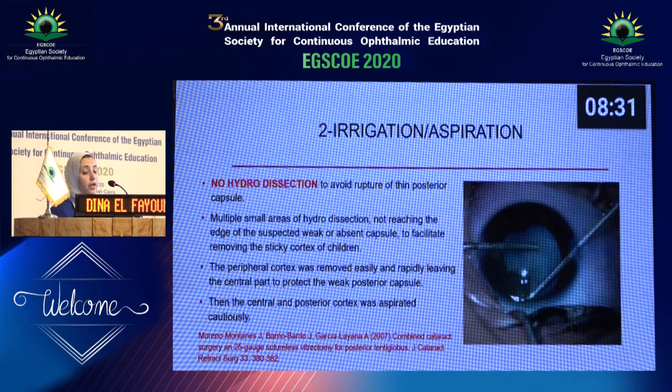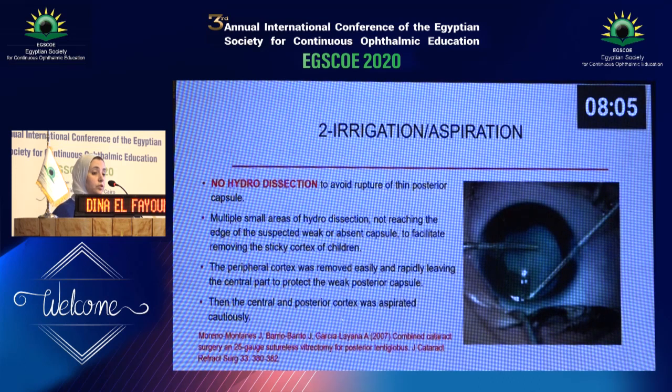When we go for the irrigation aspiration, surgeons advocate that we don't go for any hydrodissection in order to avoid the rupture of this thin posterior capsule. Some others advocate doing multiple small areas of hydrodissection, not reaching the edge of the suspected weak or absent capsule, in order to facilitate removing of this sticky cortical material in the children.